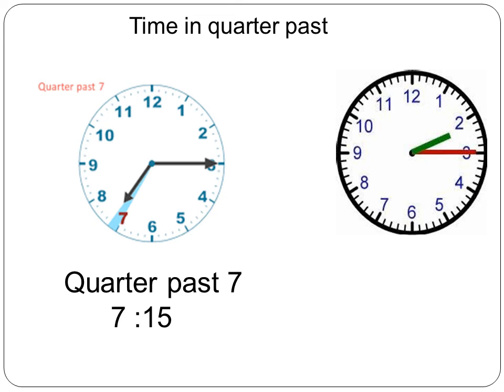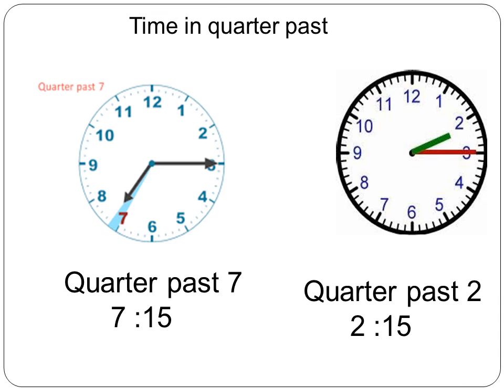Now tell me, where is the long hand, that is minute hand pointing? That is pointing towards 3. What about the short hand? It is a little away from 2. So it is 2:15, quarter past 2.